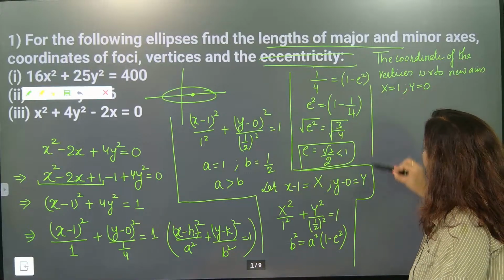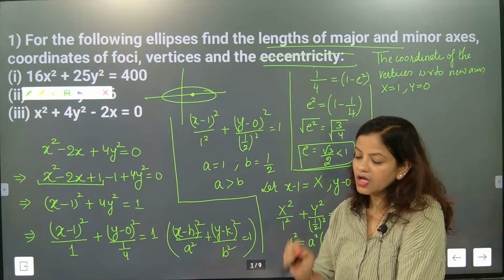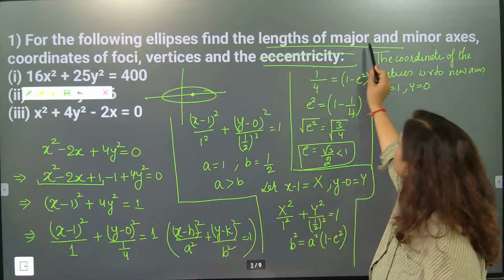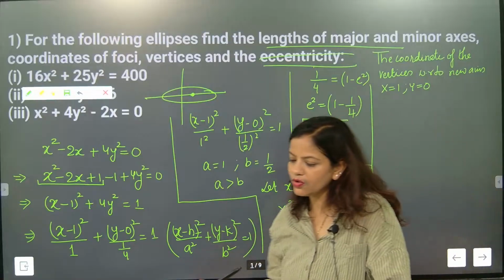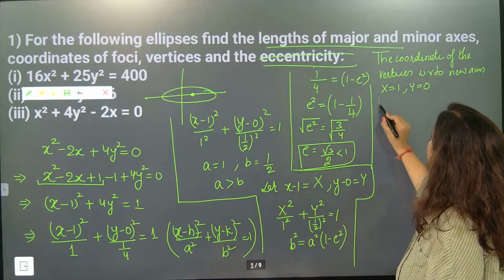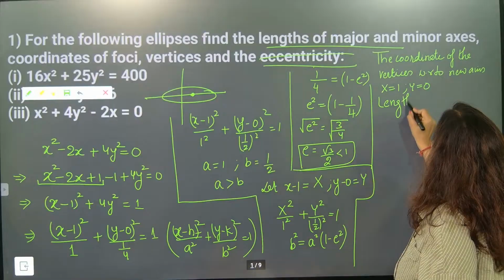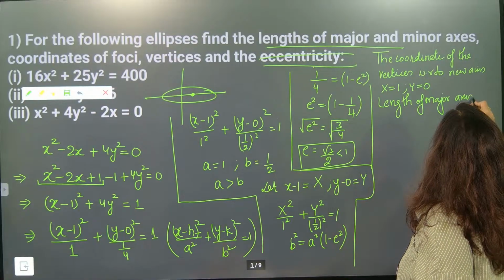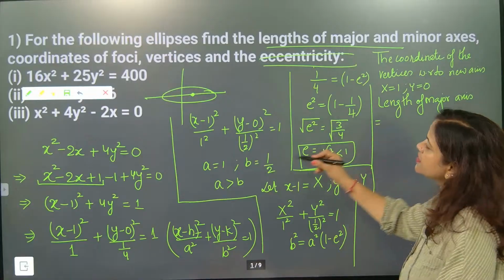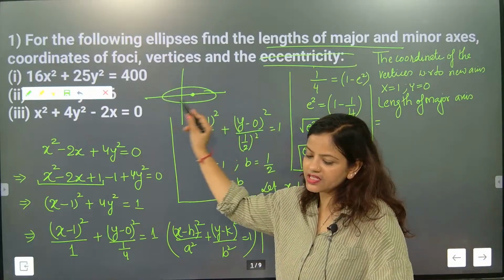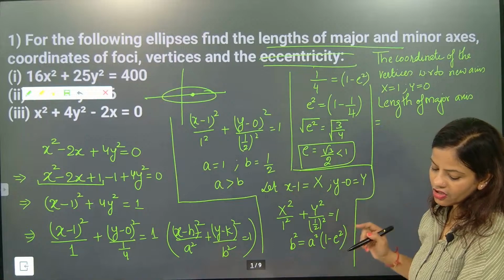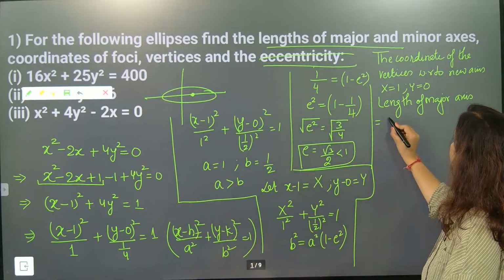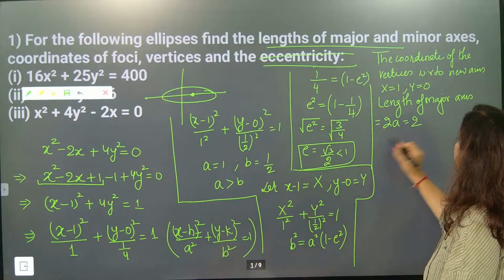So now look at that. x is equal to 1 and y is equal to 0 we have got. Now we are going to find two things. The first thing is the length of the major axis and minor axis, which is not going to be affected. The most part of the ellipse is resting on the x-axis, so the length of the major axis is 2a. So 2a will become 2 units.